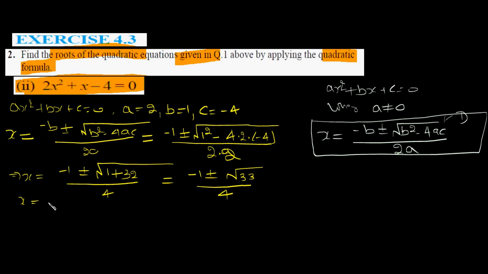So the first value of x is minus 1 plus square root of 33, I am using the plus sign and writing the expression as it is, divided by 4, and the second value of x is minus 1, now I use the minus sign, minus square root of 33 upon 4. So these are the two values of x which we have found by using the quadratic formula.